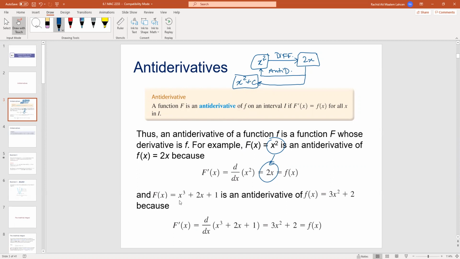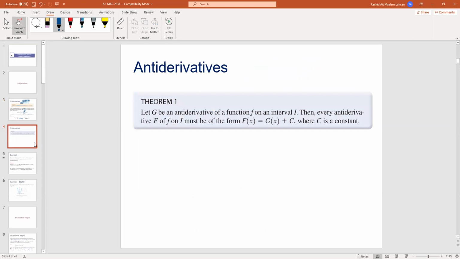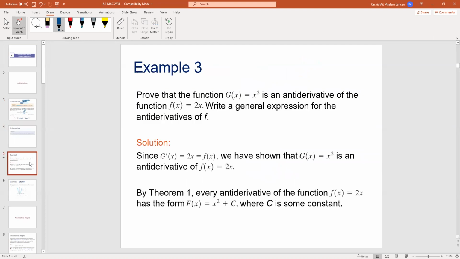So if we have a capital F here as x cubed plus 2x plus 1, it's an antiderivative of 3x squared plus 2. Why? Because if you differentiate this, you're going to get this. So here is theorem 1 for this, with C a constant. Why? We're going to add this constant, and I'm going to explain it when we're looking for the antiderivative in general.